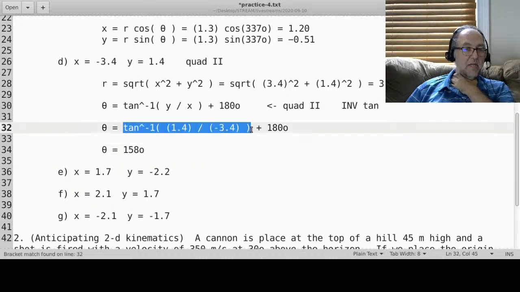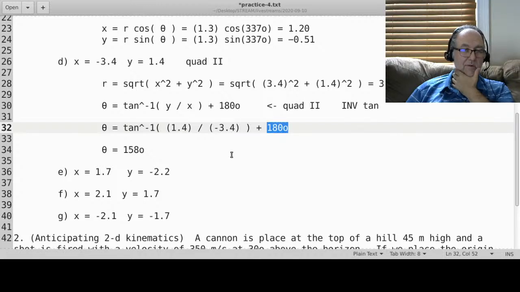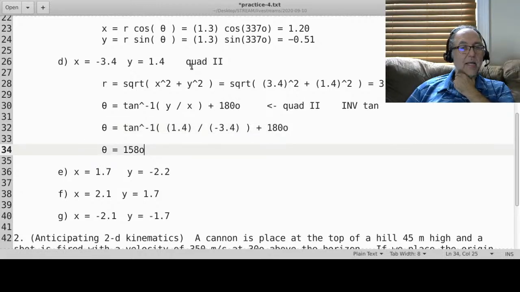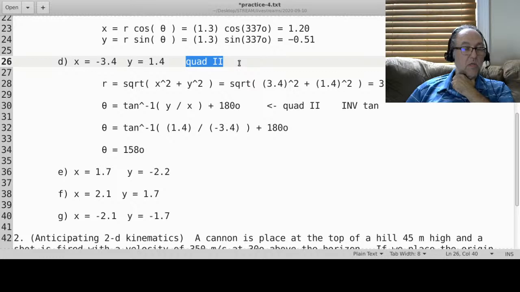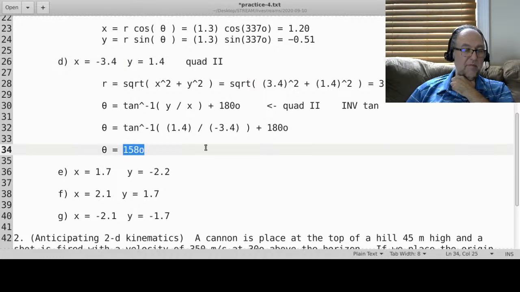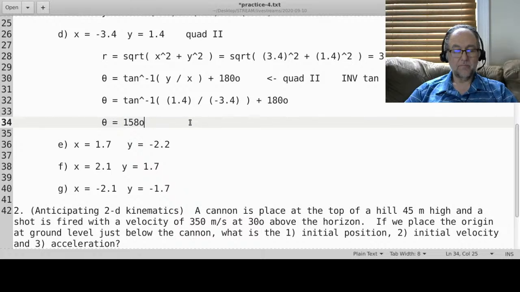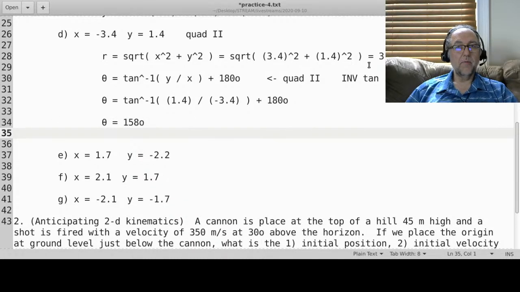It turns out that when you do the inverse function, the argument is negative, and so that's why you get a number less than 180 degrees. In quadrant 2, you expect your answer to be between 90 and 180, and it's 158. So there we go.